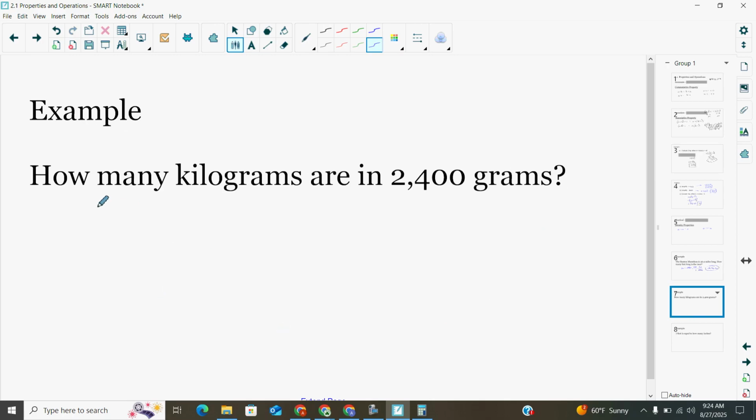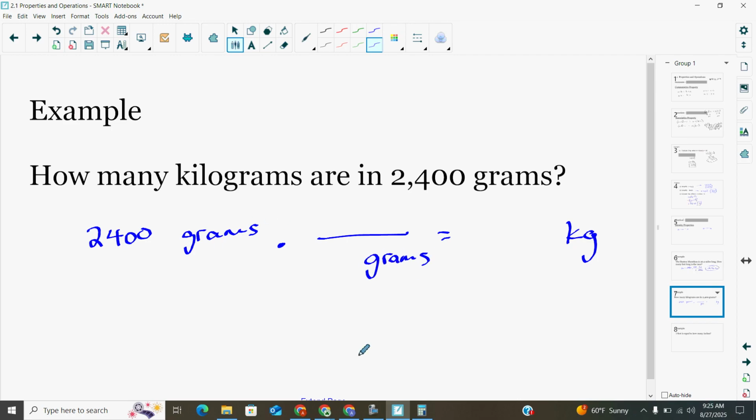Let's try another one. Example, how many kilograms are in 2,400 grams? 2,400 grams. We need to change that to kilograms. I'm going to multiply that by something, and I want my final answer to be kilograms. I have grams. I need to not have grams anymore. I need to divide grams by grams. Grams divided by grams is going to go away. And I want my final answer to be kilograms, so I'm going to put that on top here.